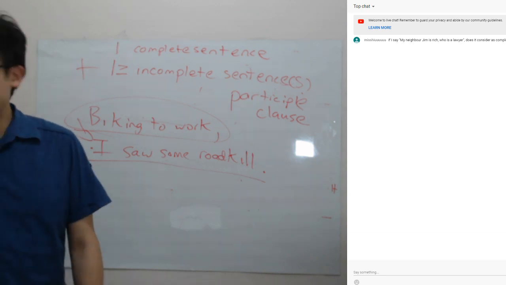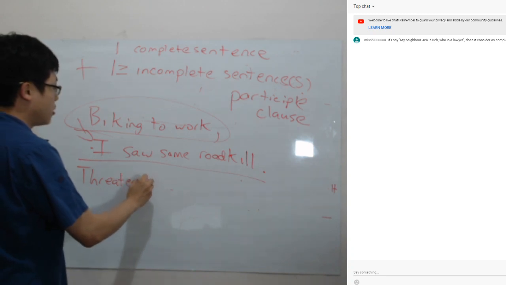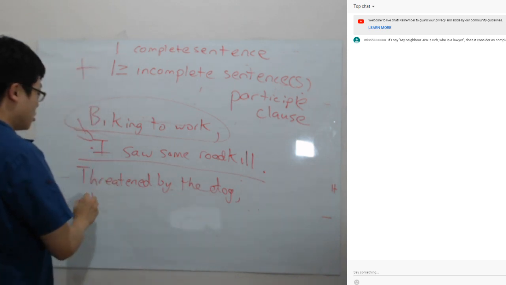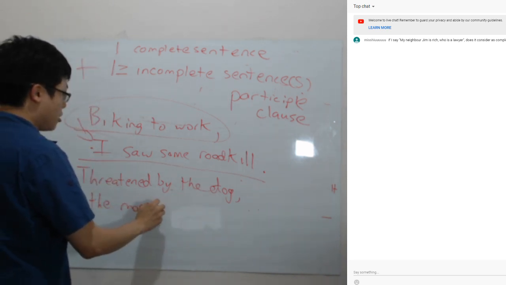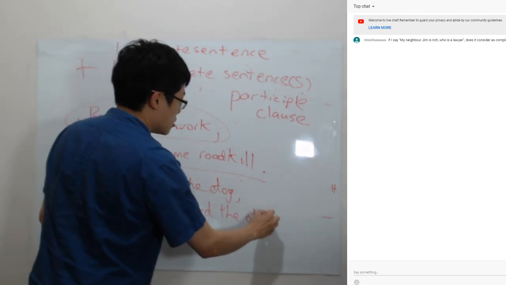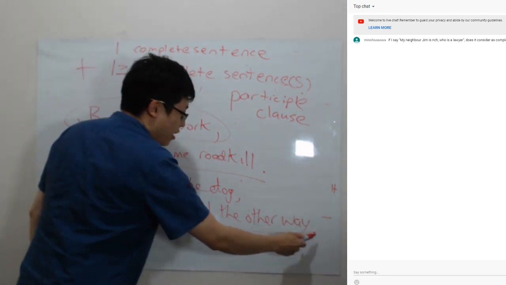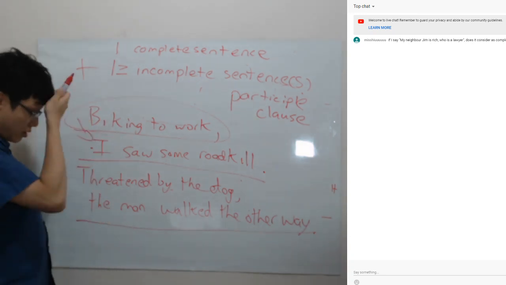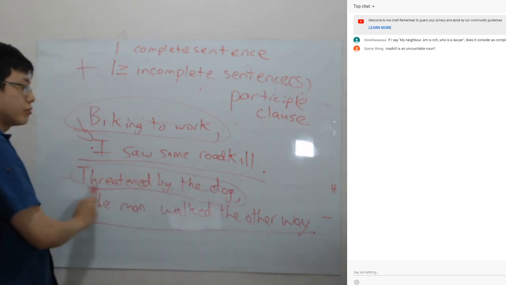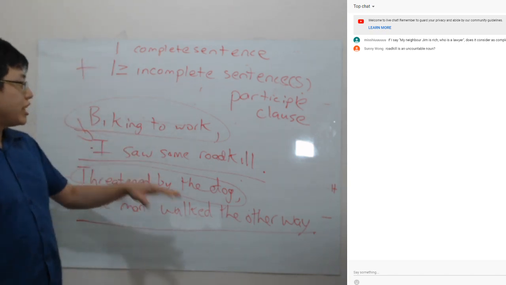I'll give you an example of an ED sentence. Threatened by the dog, the man walked the other way. So once again, you'll notice the man walked the other way. This is the complete sentence. Threatened by the dog is the incomplete sentence. Okay? So these are the participle clauses.